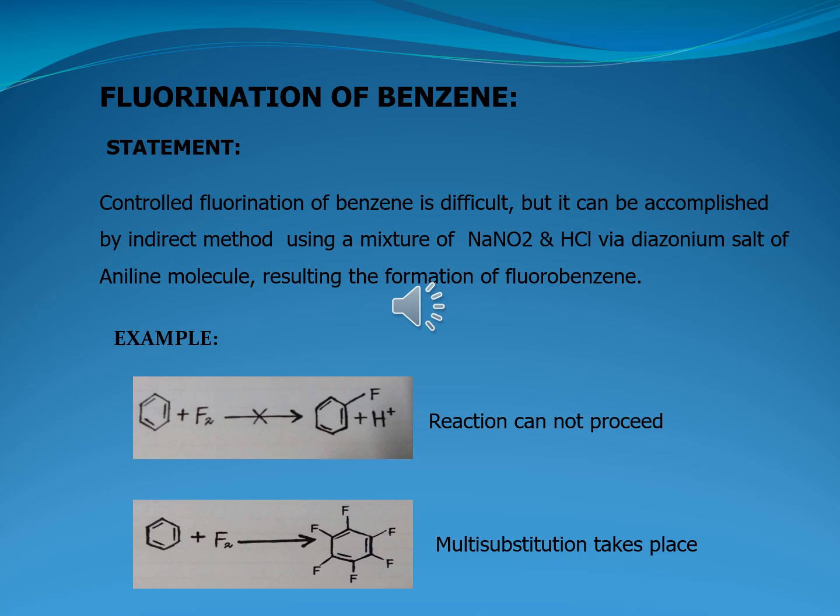So, fluorination of benzene is carried out in the presence of sodium nitrite and hydrochloric acid via the diazonium salt of the aniline molecule. In this way, we can achieve the final fluorinated benzene molecule product.